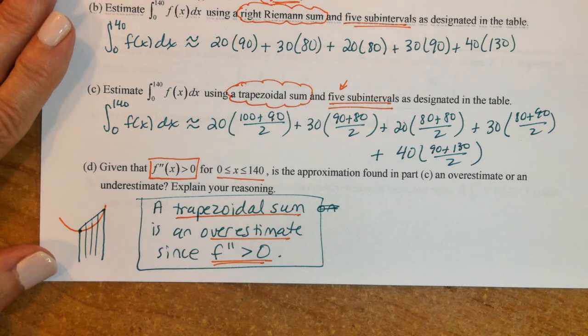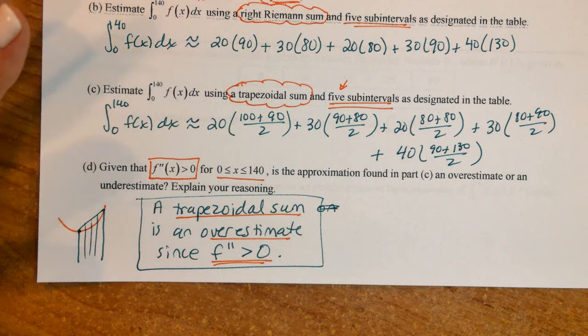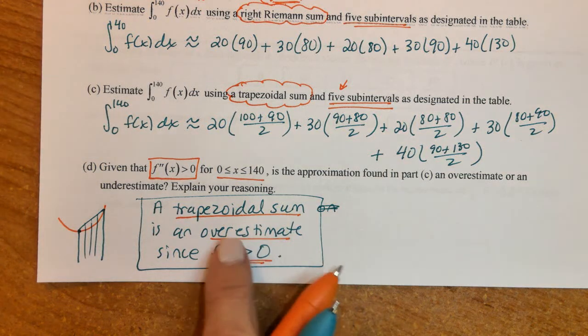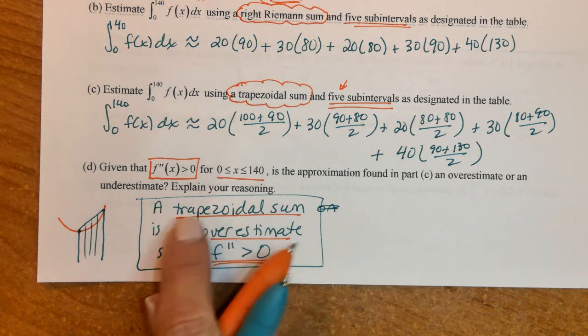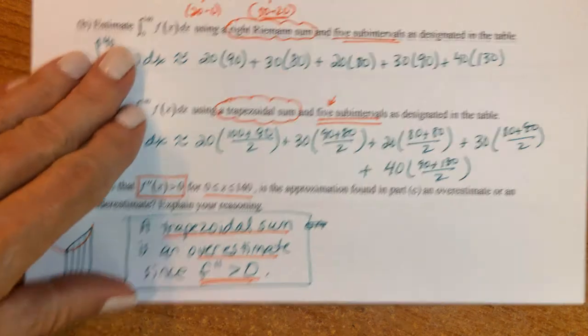All right? So, my advice to you is not to write a paper when it comes to giving a reason for an over or an underestimate. Please just be succinct. Okay?